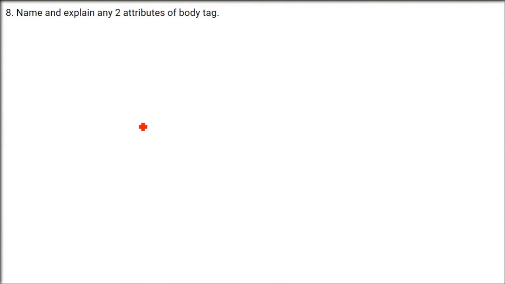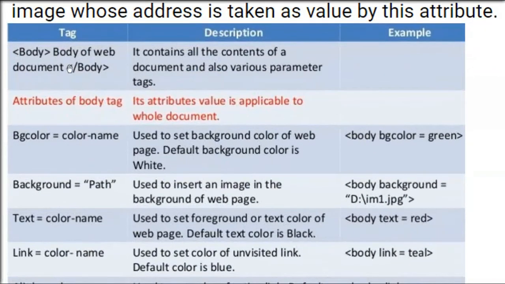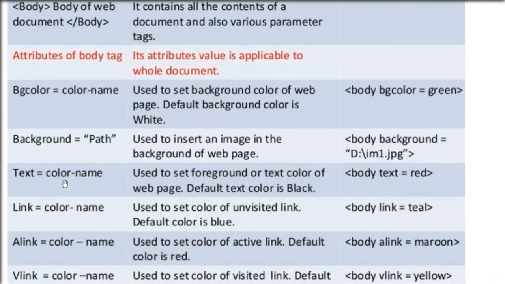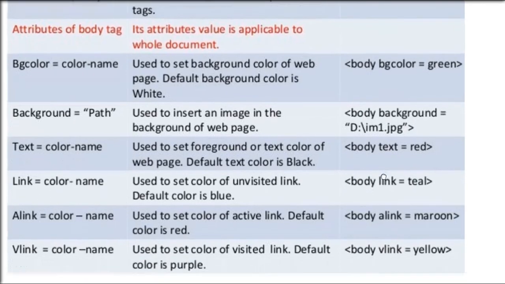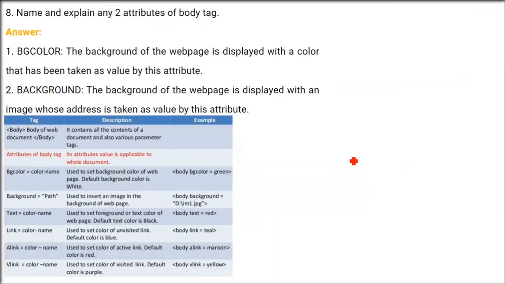Name and explain any two attributes of the body tag. The body tag has a number of attributes like bgcolor, background, text, link, alink, vlink. So when you start with the body, as I said, bgcolor: if you want to set the background color of the web page, the default color is always white. Background: if you want to show an image in the background of the web page. Text: you can change the color. Link we have already seen: link, alink and vlink.